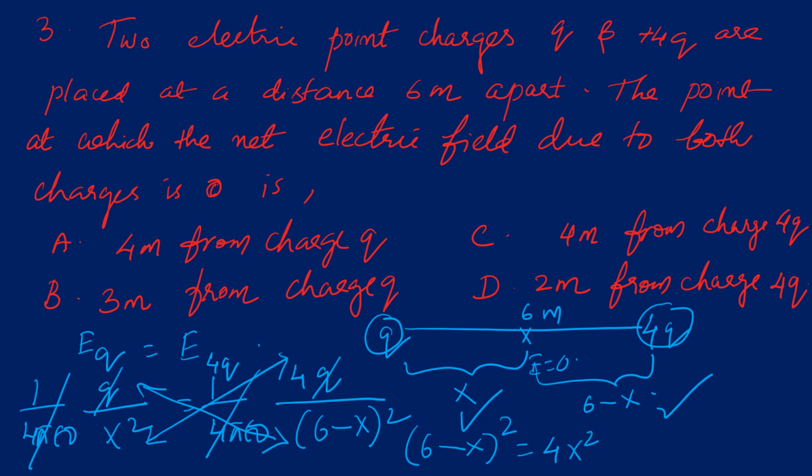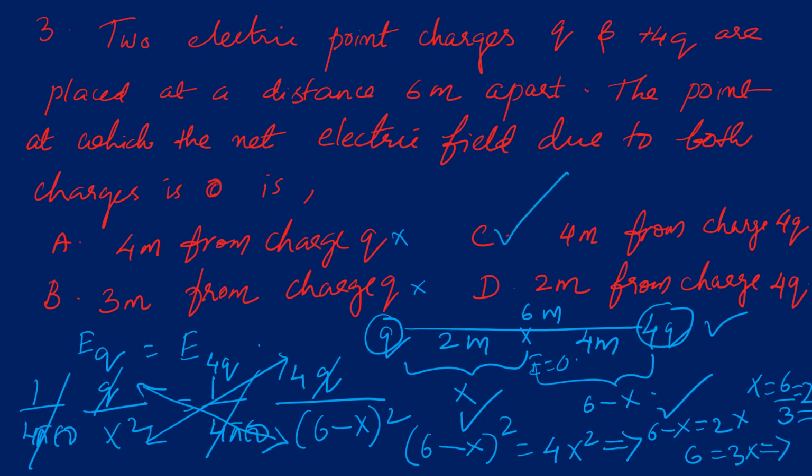Let us take square root on both sides so that we will get 6 minus x equal to 2x or 3x equal to 6, which means x equal to 6 by 3 or 2. So this is 2 meter and the remaining will be 4 meter. So let us check the option. 4 meter from charge Q, not correct. 3 meter from charge Q, not correct. 4 meter from charge 4Q. Option C is the correct one.